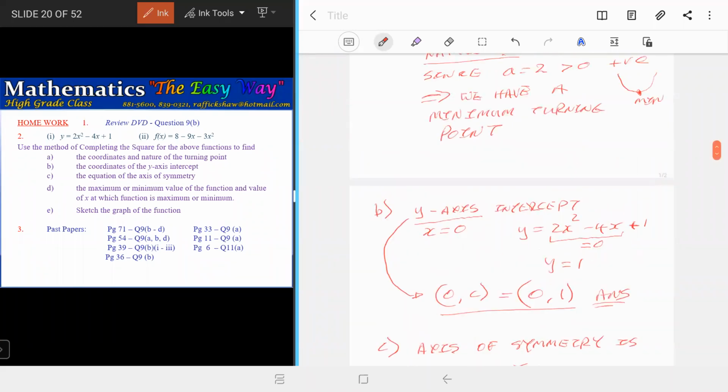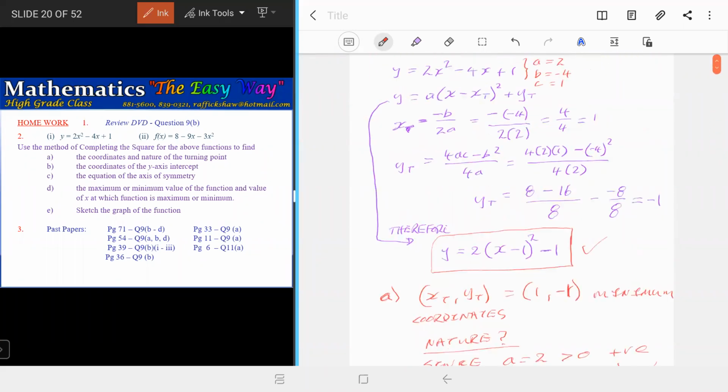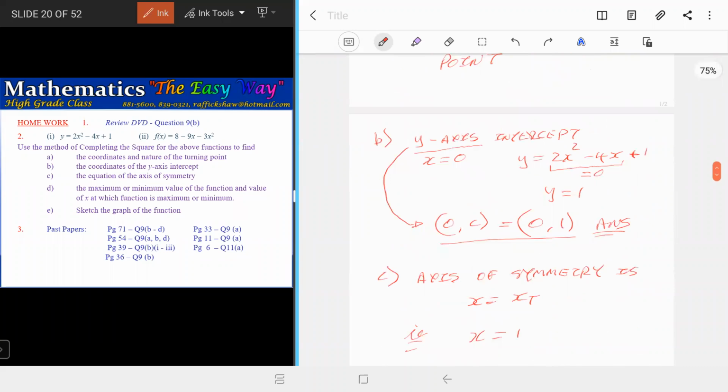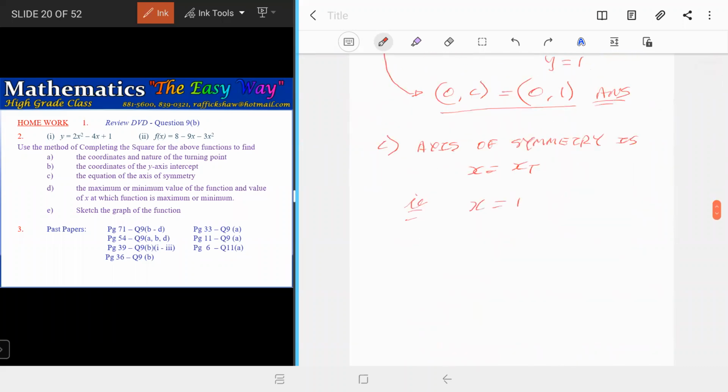Because the xt value we calculated up here, which is 1. See there? That's what we did first. It's x equals 1. The equation of axis of symmetry is x equals 1. So this is the answer right here for that part. X equals 1. Part C.